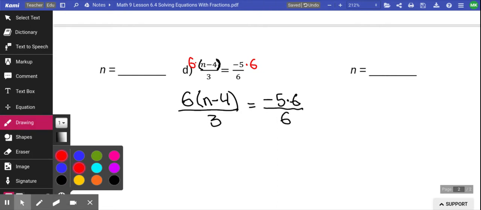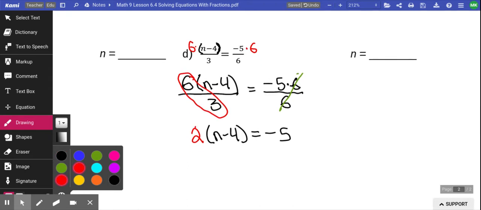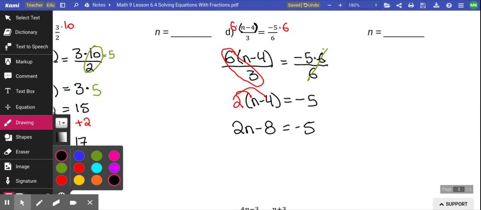On the left-hand side, 6 divided by 3 becomes 2. N minus 4 is still in the brackets. On the right-hand side, the 6's are actually going to cancel, and I'm left with negative 5. I can solve this by multiplying the 2 into the brackets. This becomes 2n minus 8 equals negative 5. I'm going to add 8 to both sides.